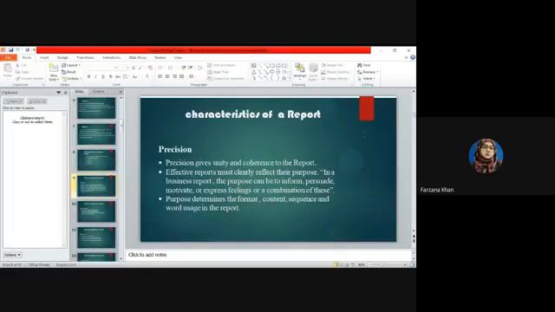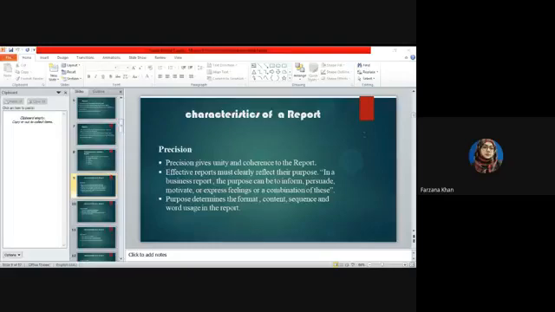So now we are moving towards the characteristics of a good business report. How can you make a good business report? And in this section, basically we will discuss the important characteristics that all reports must have. Because in business report, the purpose can be to inform, persuade, motivate, or express feelings, or a combination of these. That's why it's very important that you all must be aware about the characteristics of the reports.